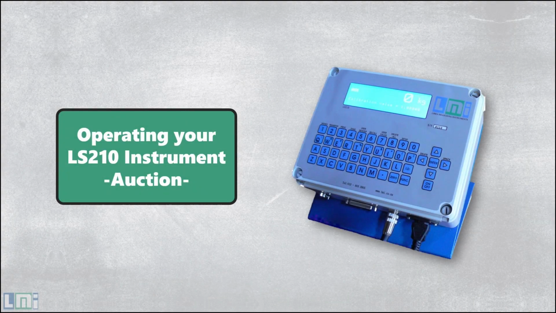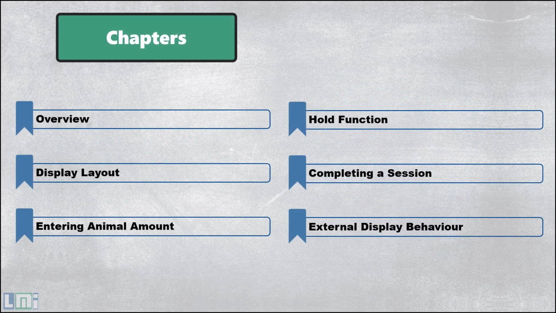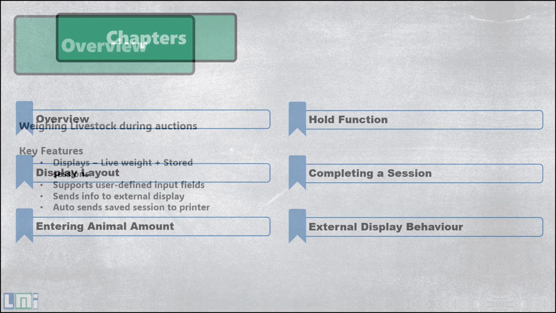Welcome. In today's guide we will be looking at the operation of an LS210 scale, the auction type. Going through a brief overview, the display layout, how to enter the number of animals, how to make use of the hold function, completing a session and the external display behavior to be aware of.